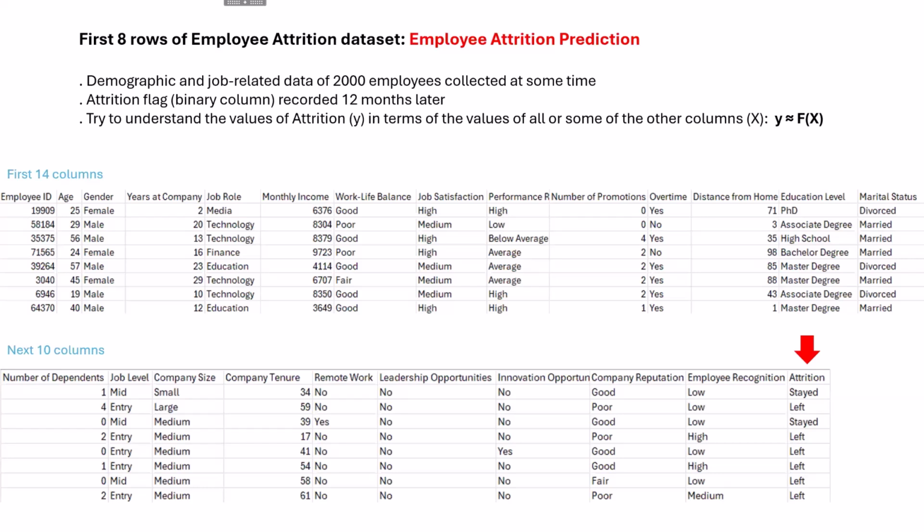If you were able to understand the values in the attrition column in terms of the values of the other columns, if you have a model that can produce the values of the attrition column, then you would have the power to record information about employees and predict whether they, within 12 months, would leave the company. And that, of course, would be a very useful thing to be able to do.